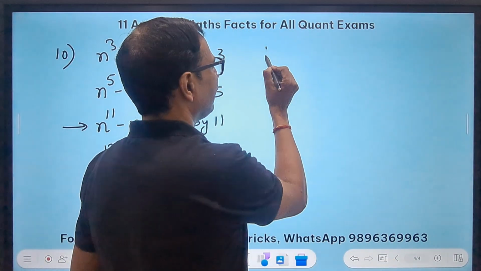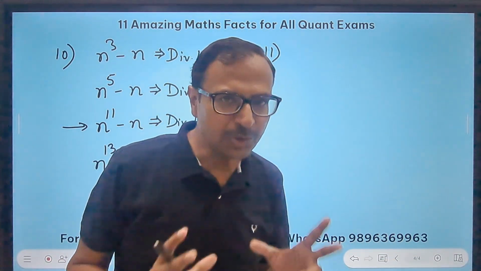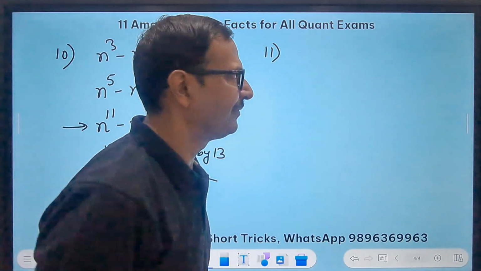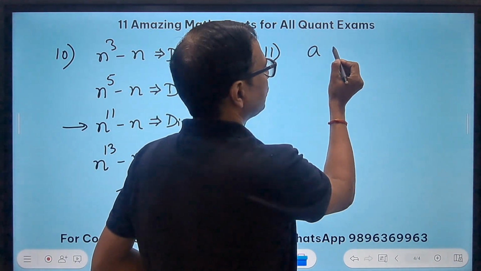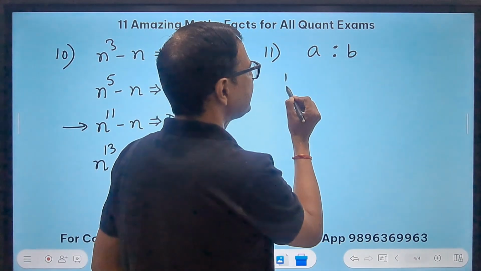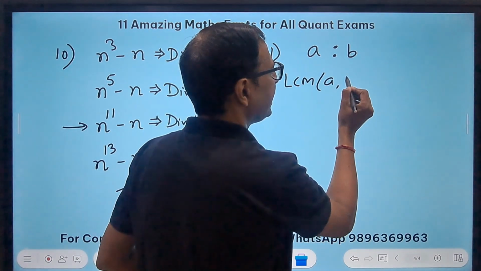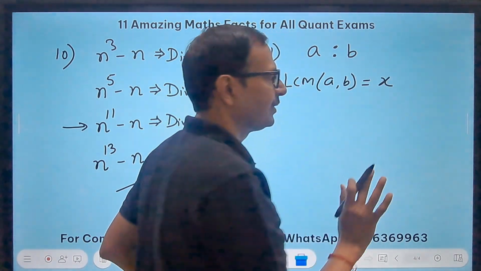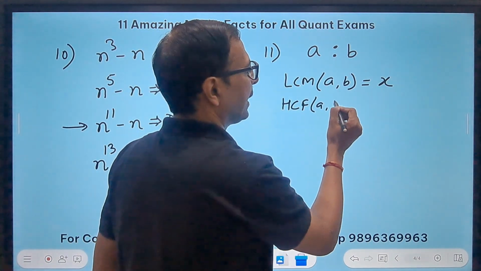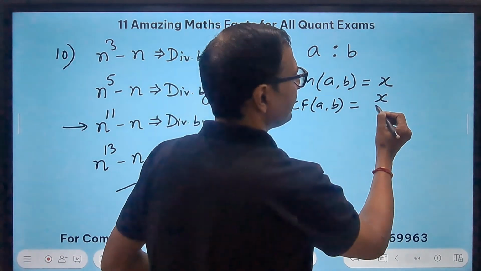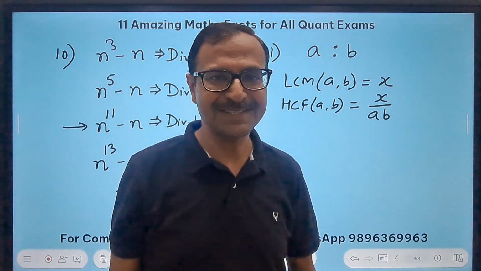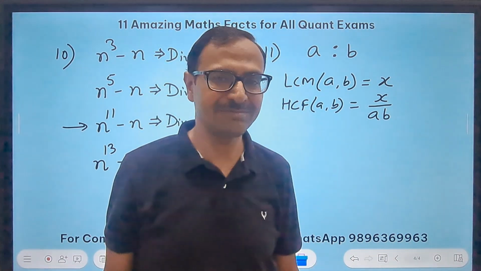Okay, and the final one, 11. Now suppose there are 2 numbers whose ratio is known. I'll take an example also, very important. Suppose the ratio of the 2 numbers is A ratio B, and the LCM of these numbers A and B is say X. I can actually find the HCF of A and B. How? Just take X, the LCM, and divide it by the product of the 2 terms of the ratio, A and B. You will get the HCF. Very important concept for quant exam.